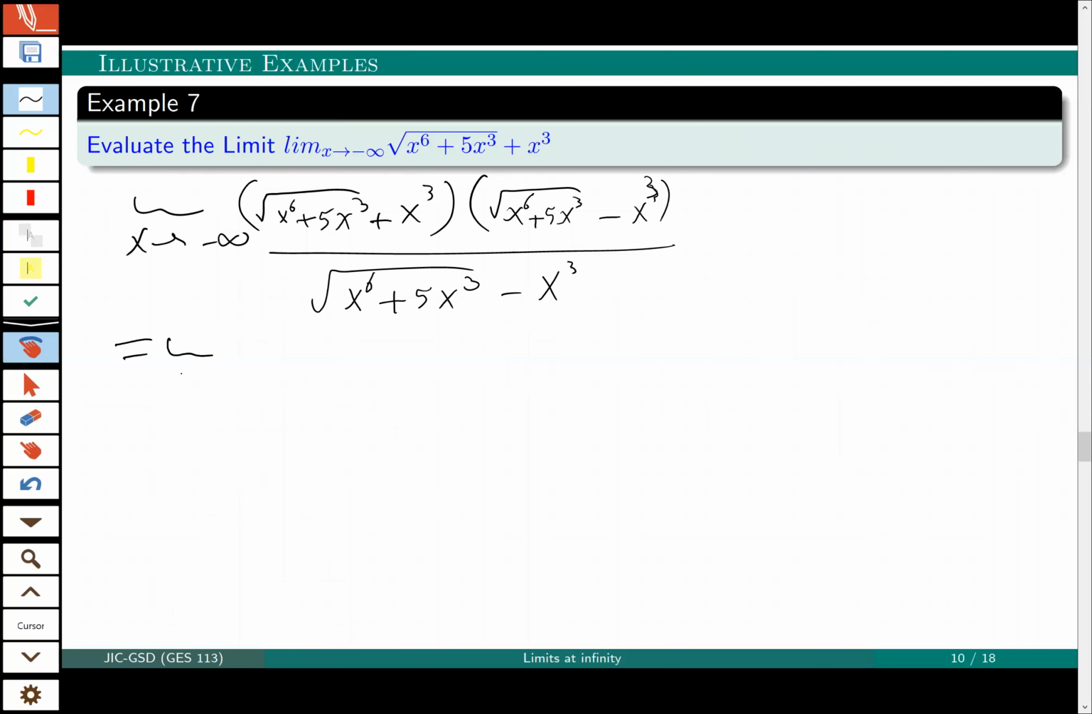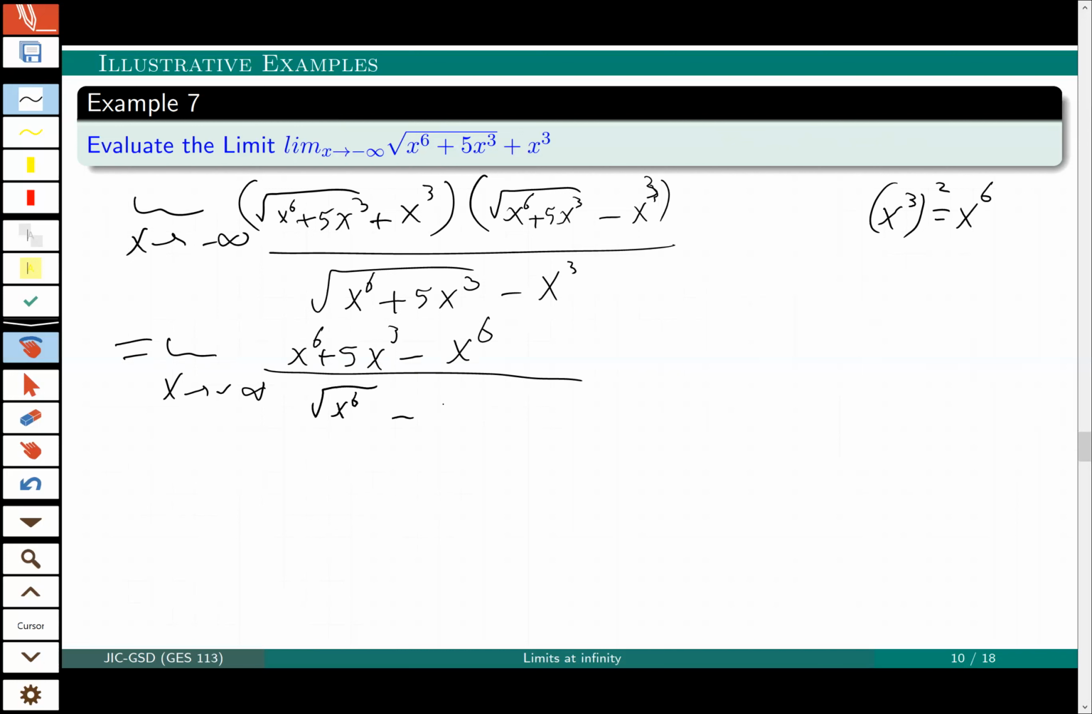So that will be equal to the limit when x goes to minus infinity. Square of the first is x to the power 6 plus 5x cubed minus x to the power 6. The reason is that when you square x cubed, you multiply the powers, 2 times 3. Here we take the largest power, which is x to the power 6, minus x cubed.